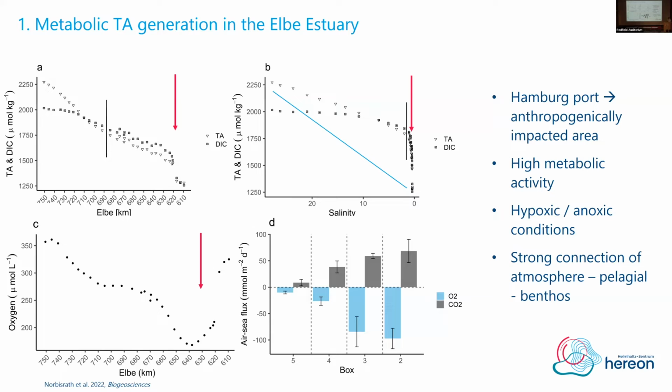So this strong oxygen uptake shows strong metabolic activity, oxygen consumption, and led us to assume that we have, especially in spring and summer, hypoxic and anoxic conditions in the benthic zones. So the strong connection of the atmosphere with the benthic zones is shown in this plot as well, and shows the importance of combining all compartments in this approach.